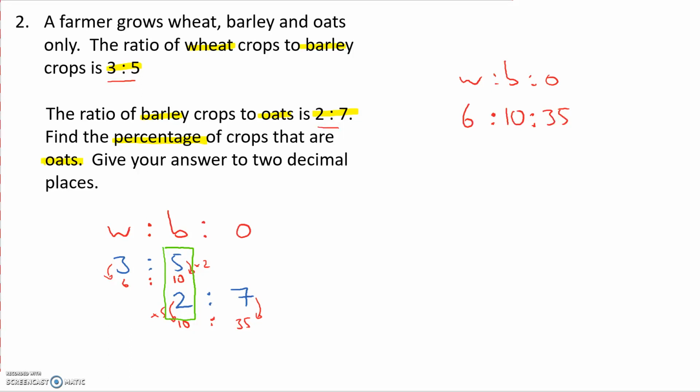Right, well, what is the oats bit? The oats bit is this. And how many parts of that ratio are oats? 35. And how much is that out of? What's the total number of parts? Well, that's 6 plus 10 plus 35. So the total number of parts is 51. So we've got 35 parts oats out of a total of 51. That's our fraction. We've got 35 51sts oats.